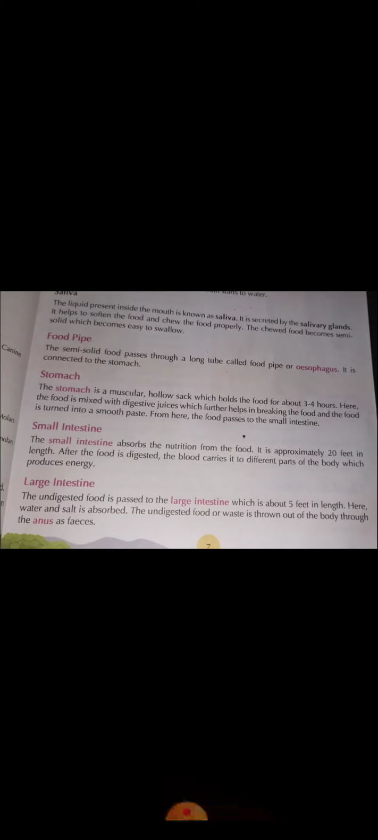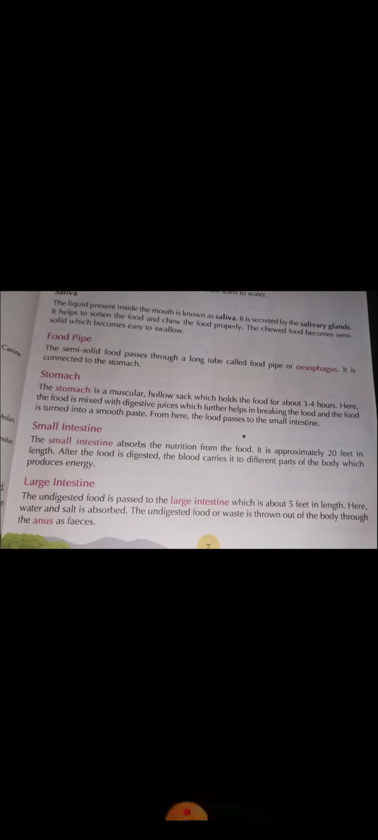What is saliva? We have talked a lot about saliva, that we have salivary glands in our mouth, and this saliva gets mixed with the food we eat, and then it gets swallowed into the food pipe. So what is saliva? The liquid present inside the mouth is known as saliva. It is secreted by the salivary glands. What you need to recall: what is the definition of saliva, and from where it is being secreted. What is the origin source of saliva?